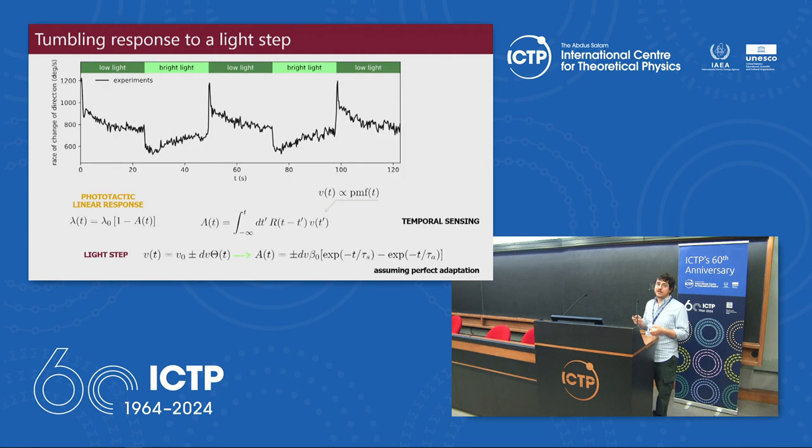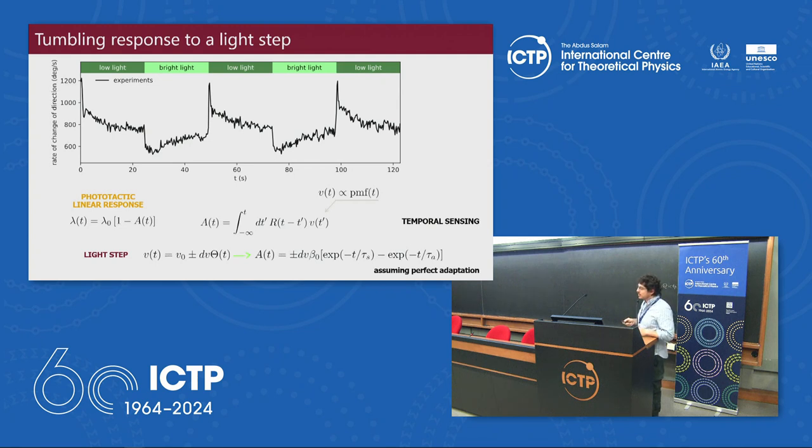We can quantify how the tumbling rate changes in time by displaying a square wave of light on our bacteria, and by quantifying the rate of change of direction of our bacteria, so how quickly they are reorienting in space.